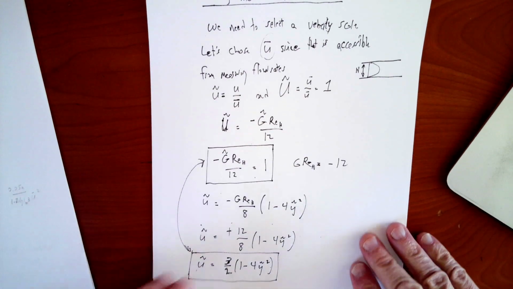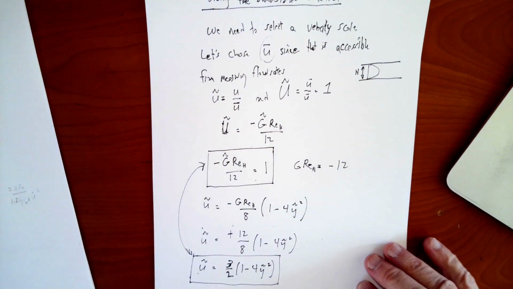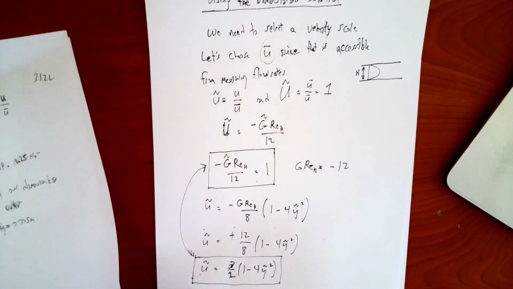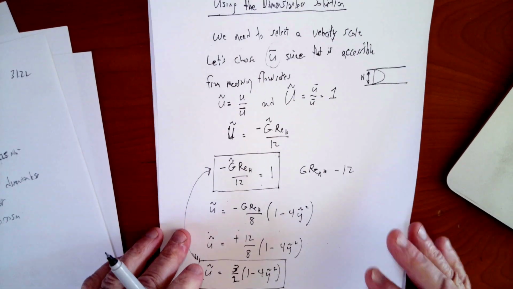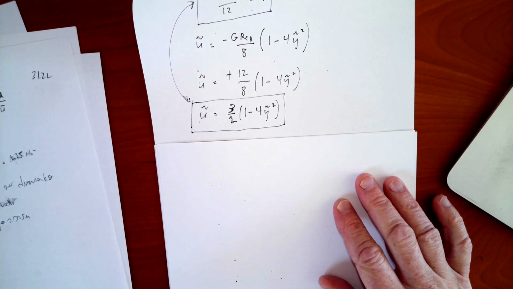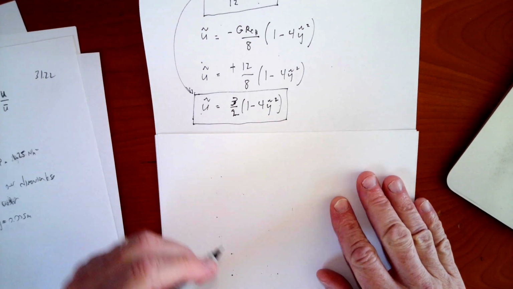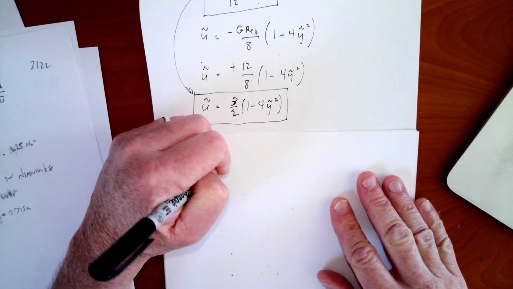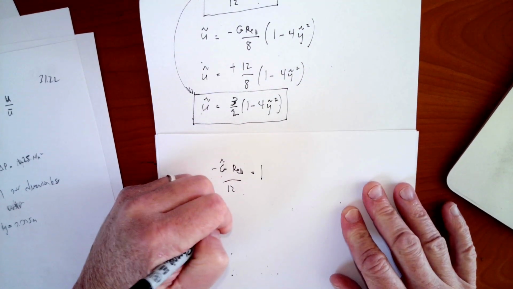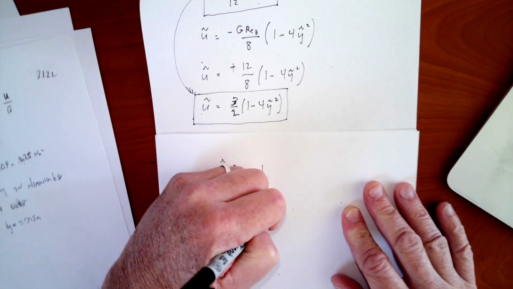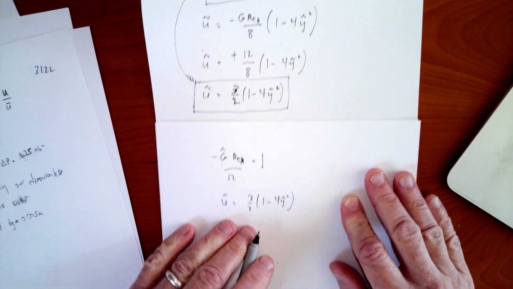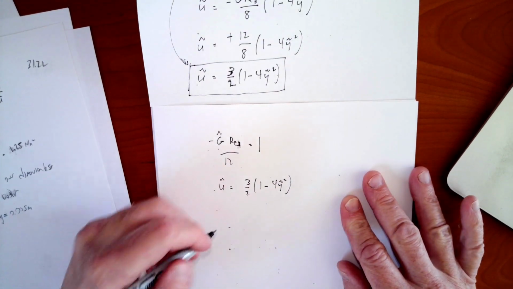All right, so now we've got these solutions, and we want to remember exactly what this entails. These two solutions are very clean and neat. I'll write them again here at the top of the paper. g tilde Re_h over 12 is equal to 1, and U tilde is equal to 3/2 times 1 minus 4 y tilde squared. Now, how would we really use this? In order to use this, you need to remember all of the variables that are here.